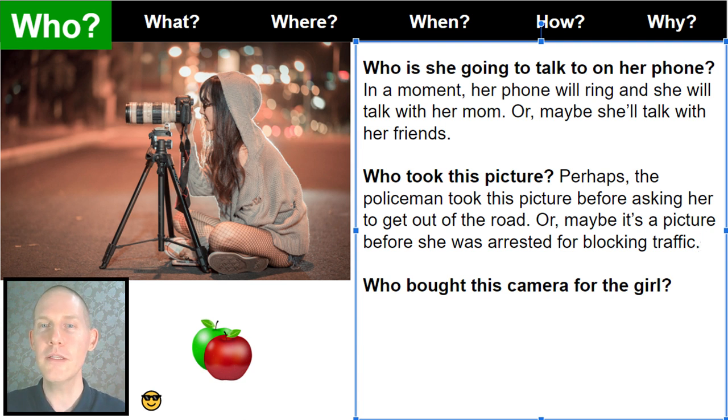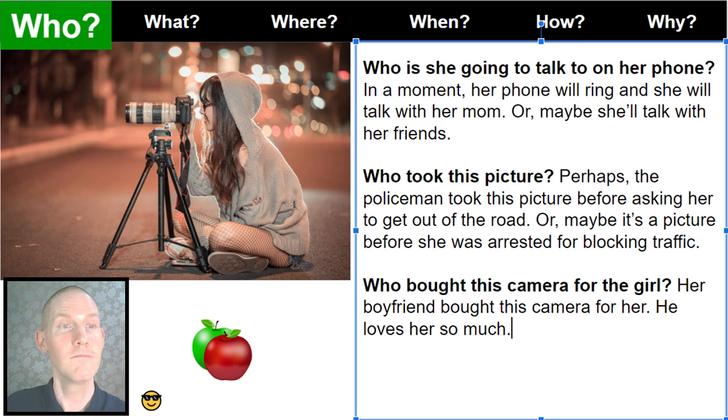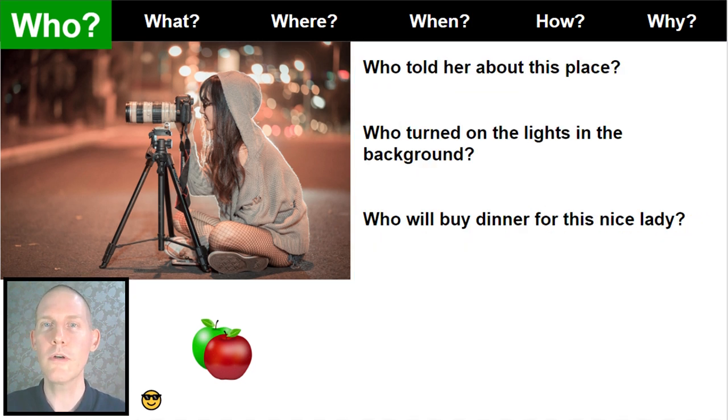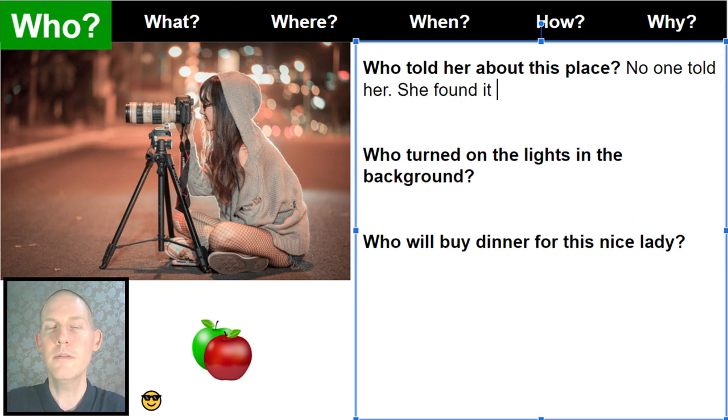Okay, who bought this camera for the girl? Well, I'm gonna say her boyfriend bought this camera for her. He loves her so much. Okay, all right, here's the other question. Who told her about this place? Well, no one told her. She found it by herself.